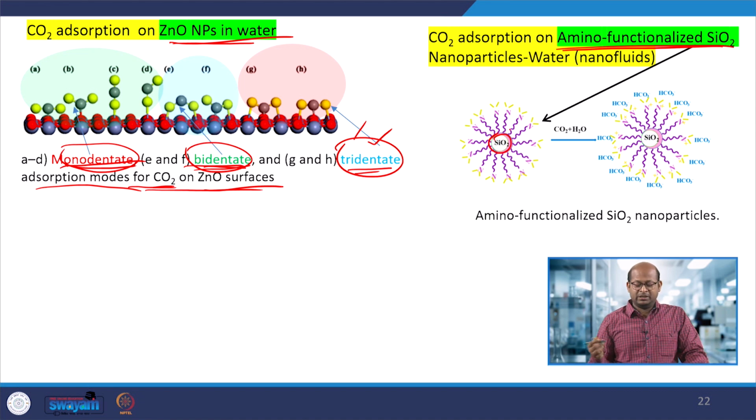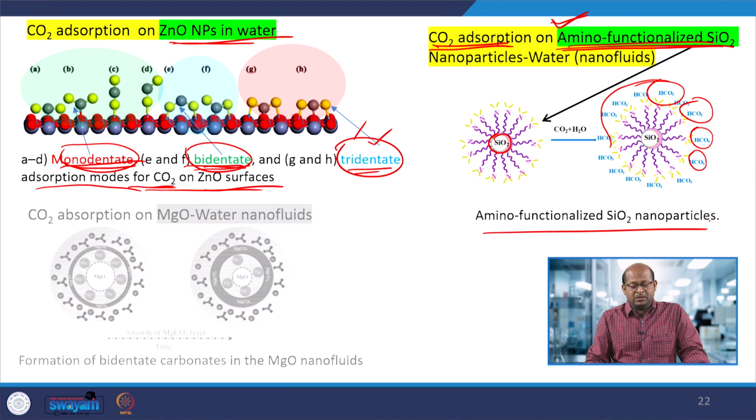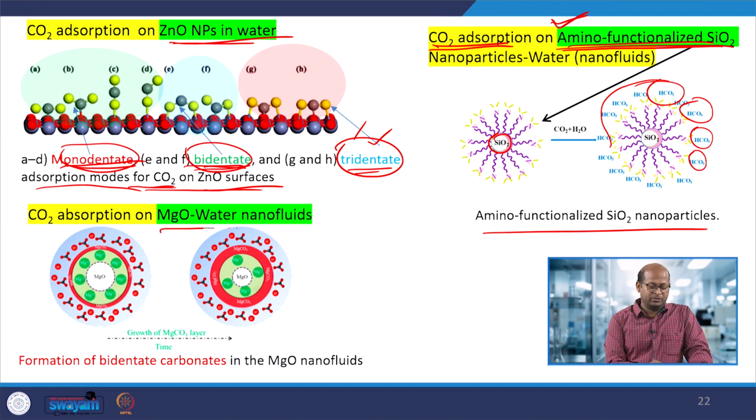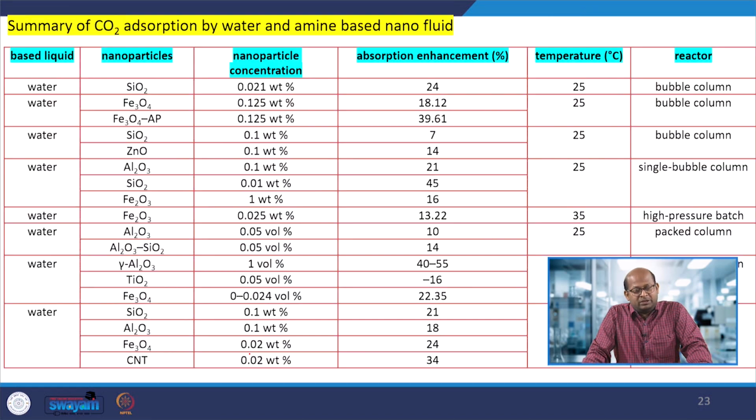So, we can take silica, SiO2 nanoparticles, and if we functionalize them with amino groups, then that would increase CO2 adsorption by the formation of different types of carbonate and bicarbonate species with the amino functional groups. So, that way it would enhance the CO2 adsorption. Similarly, if we use MgO water nanofluids, their CO2 adsorption also increases, by the formation of bidentate carbonate type species.